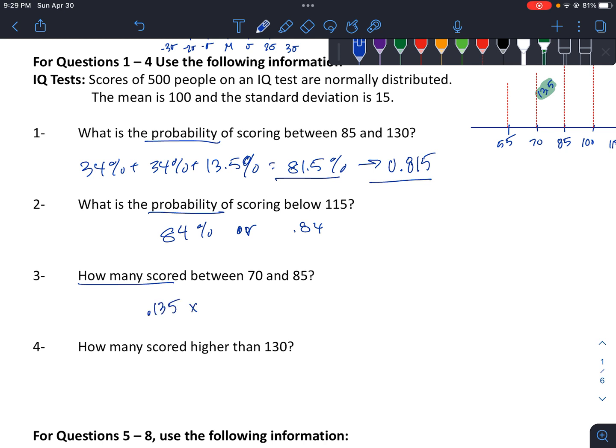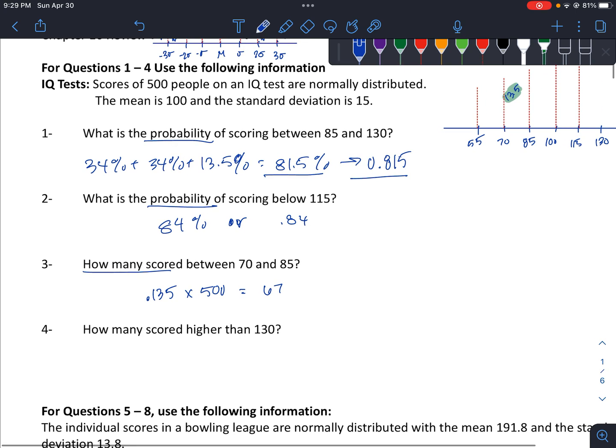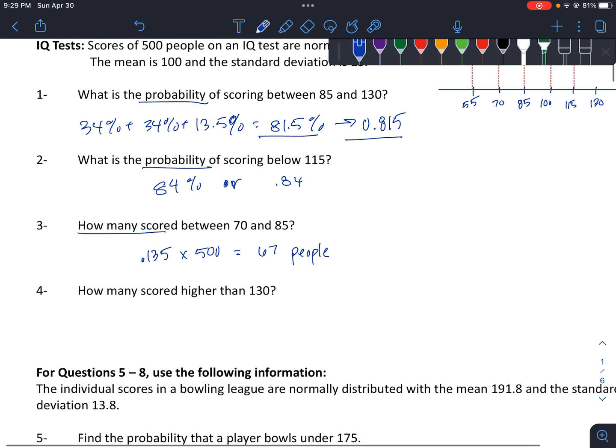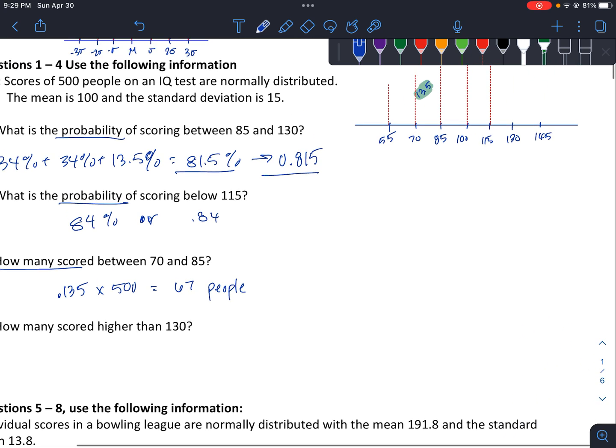We're going to multiply that by the 500. So we do 500 times 0.135, and we get 67.5. We'll round down to 67. It does give us 67.5, but we can't quite say 68 because we don't have a full number there. So 67 people out of this 500 will score between that. How many scored higher than 130?